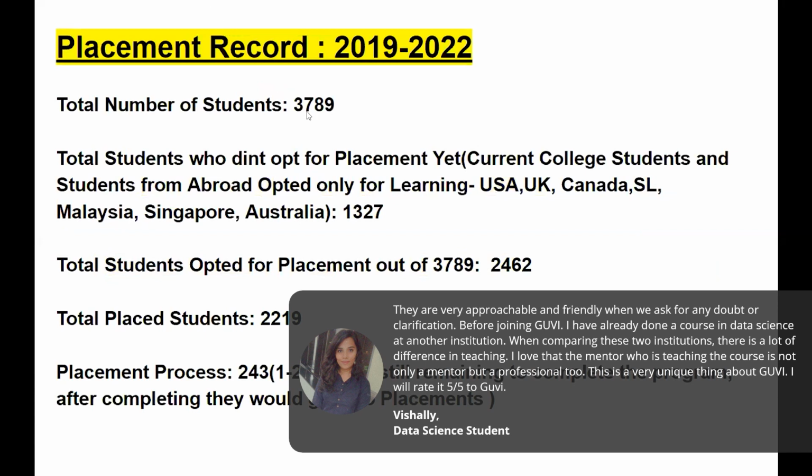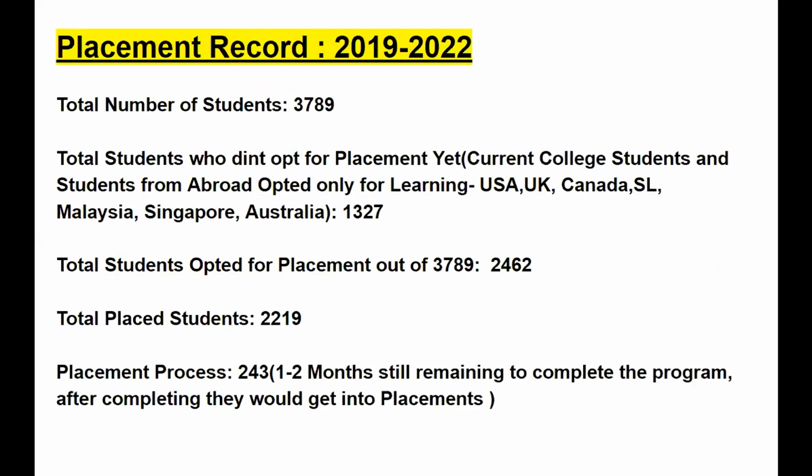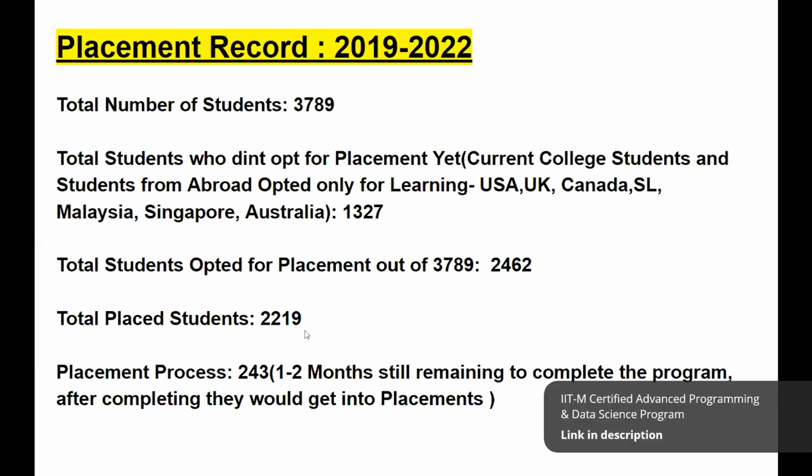So these are the placement records that we have, around 378 students that we have graduated from 2019 to 2020. We had many current college students who are studying from UK, USA, Sri Lanka, Malaysia, around 1,200, 300 students who have basically joined us only for learning from us and taking it forward. These are the placed students. 2462 is the number of students that we have opted for placements. 2219 students are already placed, and 243 are still in the learning phase, where they have completed around 1 or 2 months of the program and are taking it forward.